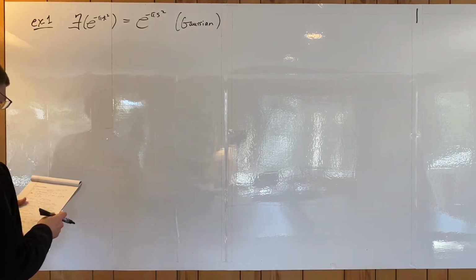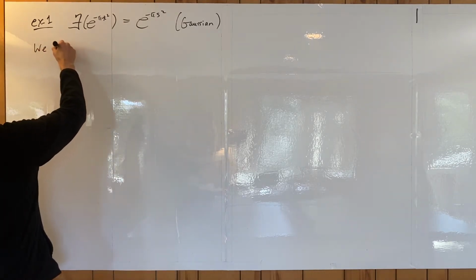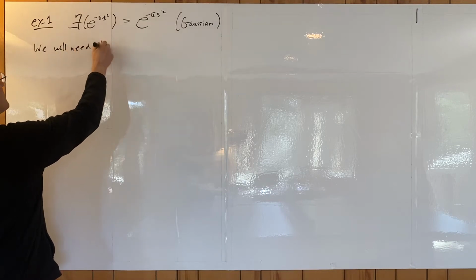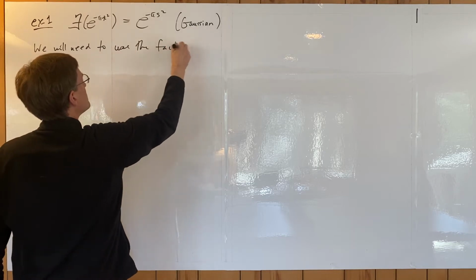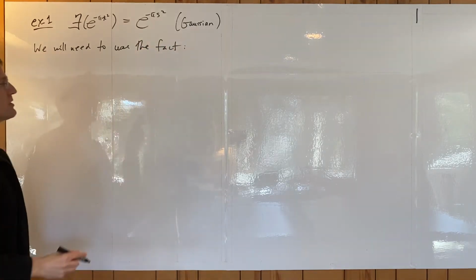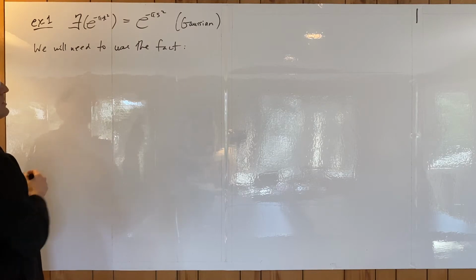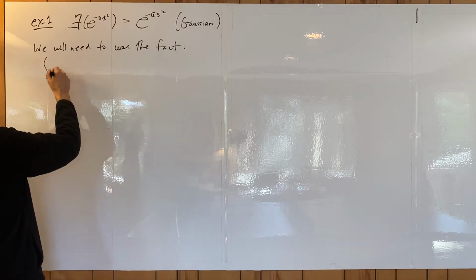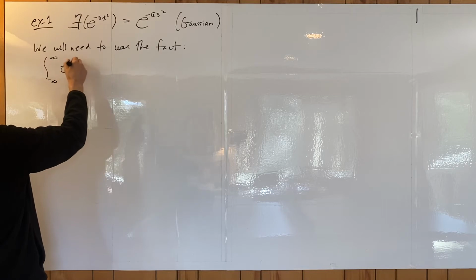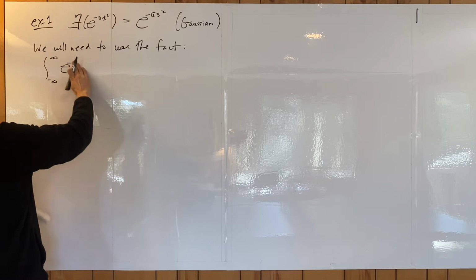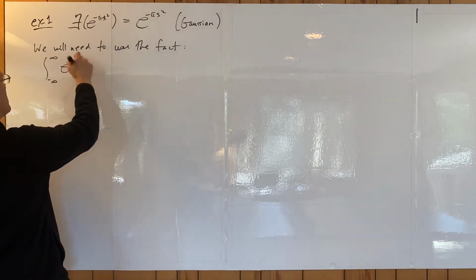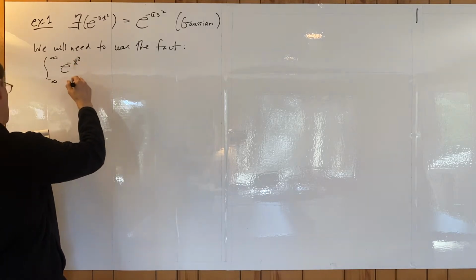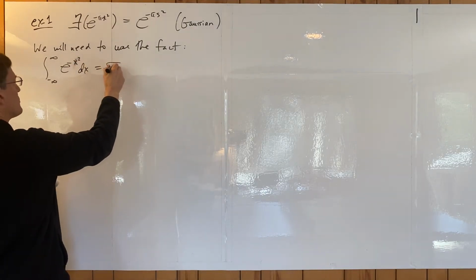Okay, so in order to do this, we will need to use this fact, which we'll then prove at the end of this example after we do the Fourier transform. But the fact that we'll need to show is that the integral from minus infinity to infinity of e to the minus x squared dx is equal to square root of pi.